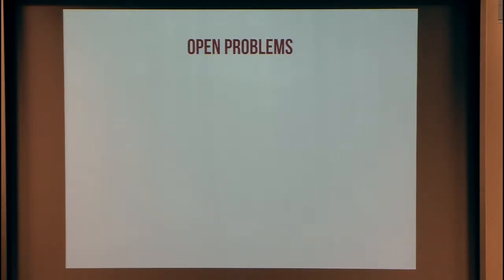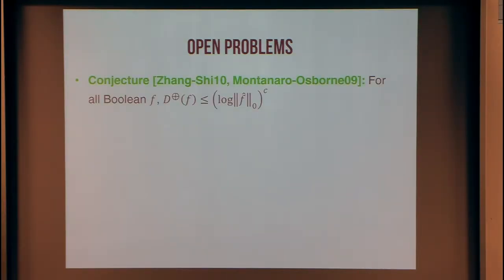So let's mention some open problems. The first thing is exactly what John said yesterday. This conjecture, which was made by Zhang, Shi, Montanaro and Osborne: for every Boolean function f, its parity decision tree depth is at most polylogarithmic in the sparsity.